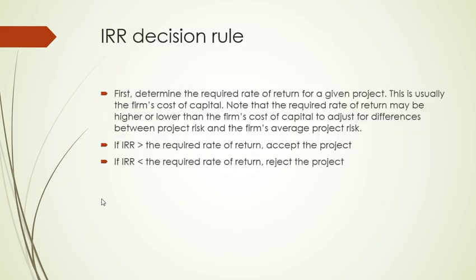So, the IRR decision rule. First, determine the required rate of return for a given project. This is usually the firm's cost of capital, for instance. Note that the required rate of return may be higher or lower than the firm's cost of capital to adjust for the difference between the project risk and the firm's average project risk. If the IRR is higher than the required rate of return of your project, then you have to accept the project. If the IRR is lower than the required rate of return, then you have to reject the project.